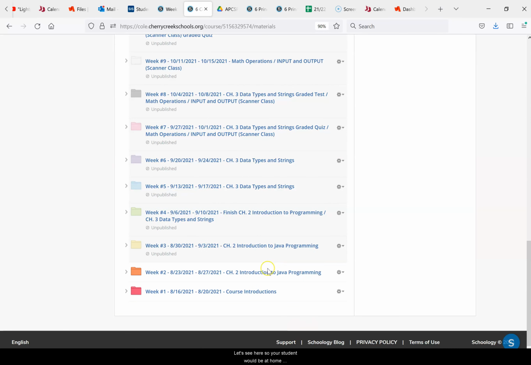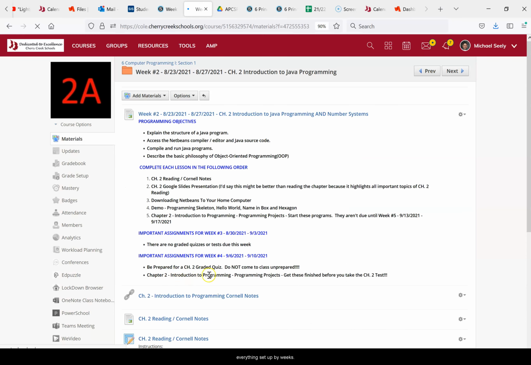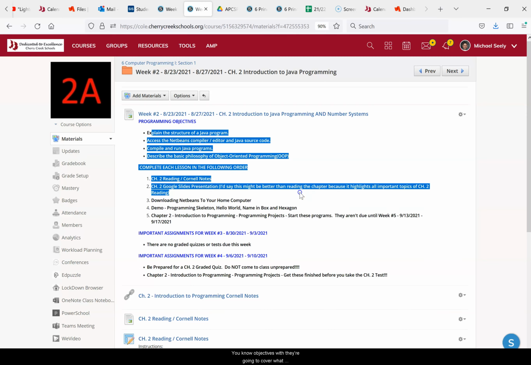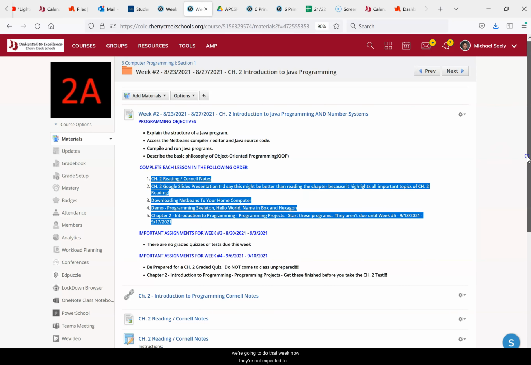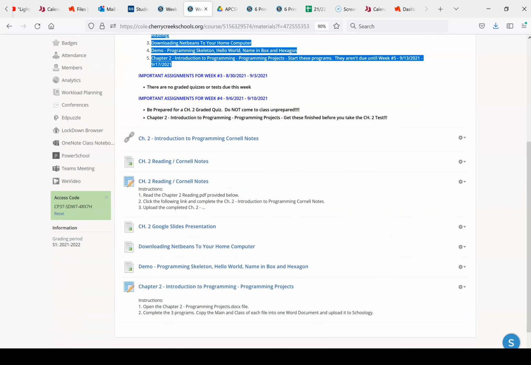Your son or daughter will be at home, and I have everything set up by weeks: objectives, what they're going to cover, what we're going to do that week. They're not expected to do this at home. We're going to do this in class, but I have everything up now just in case of doctor's appointments, sporting events, family emergencies, stuff like that.